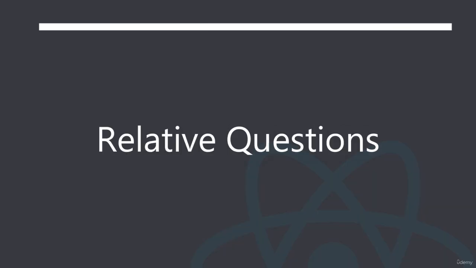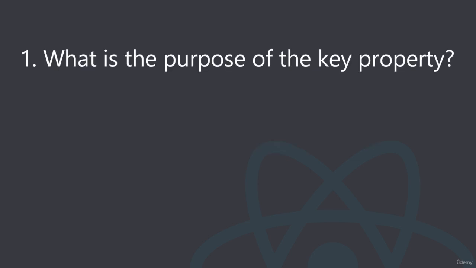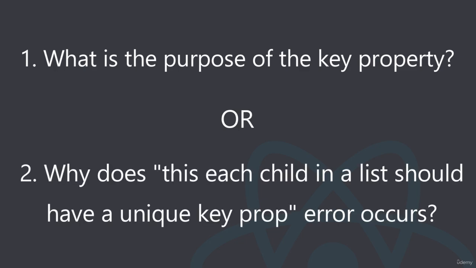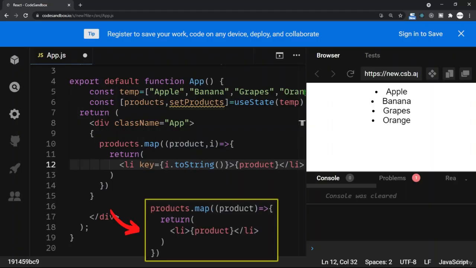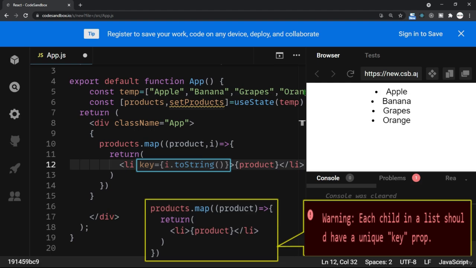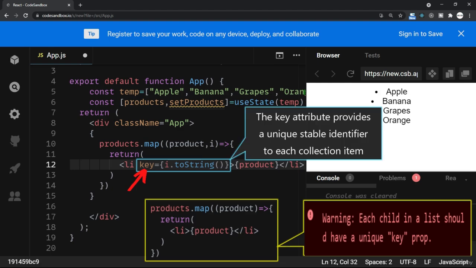So now let's talk about related questions. The first question is, what is the purpose of the key property? Or the question can be, why does this "each child in a list should have a unique key prop" error occur? Whenever you are looping through a collection, and if there is no unique identity given to each item, then you face this warning, and to avoid this warning you use the key property, the key attribute, and this attribute will make sure that each item is given a unique identifier.